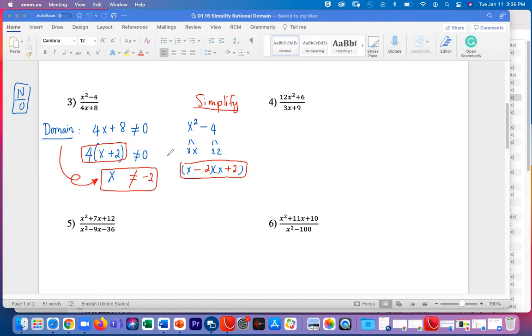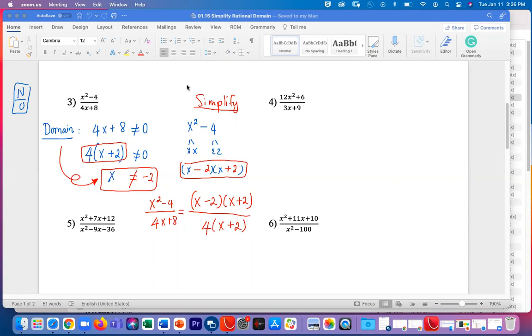Okay, we need all three together for the simplified part. So now I have x squared minus 4 over 4x plus 8. I will do it like this. I will have x minus 2 times x plus 2 on top. And I will cover this. I put the 4 on the outside. I have x plus 2, like what we just had.